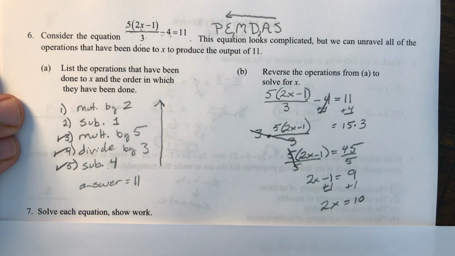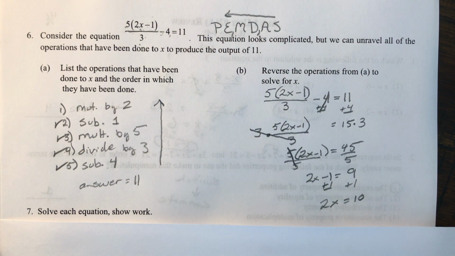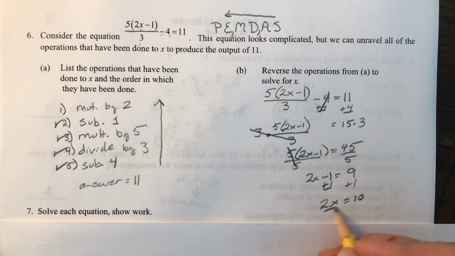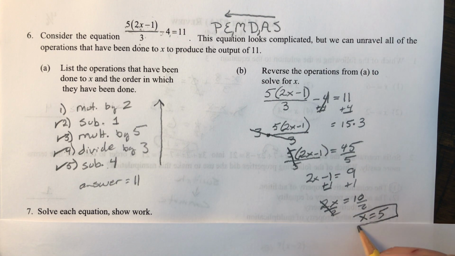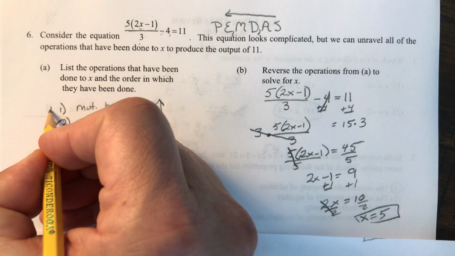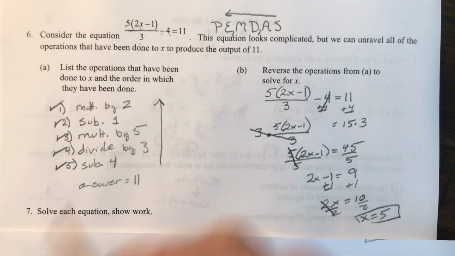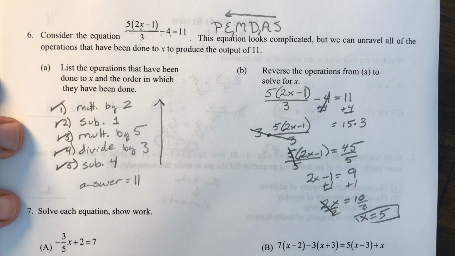And last move, let me just mark this off. Last move, reverse the multiply by 2. Well, let's divide by 2. x equals 5. Okay, that's one sure way to solve an equation, is to reverse PEMDAS. Let me put an L in there, it's probably driving some people crazy. All right, so let's see what we got down here in exercise 7.